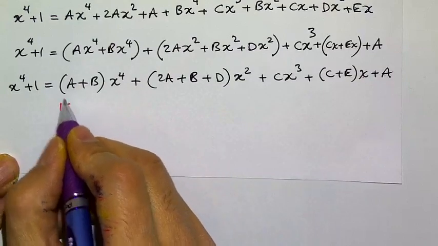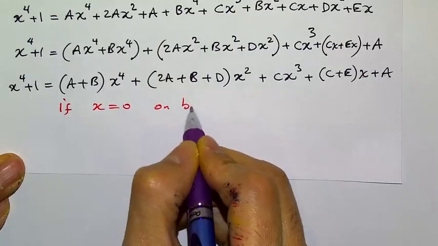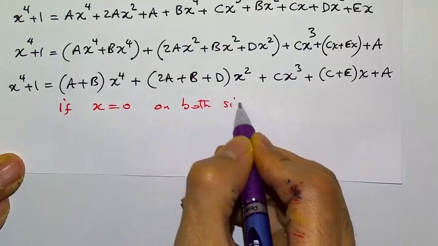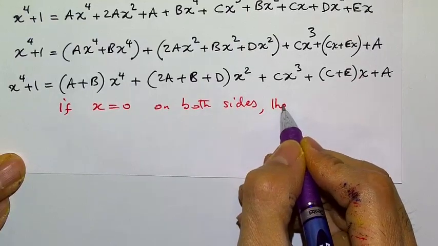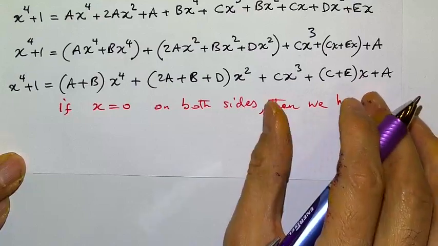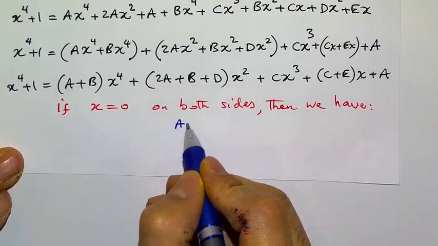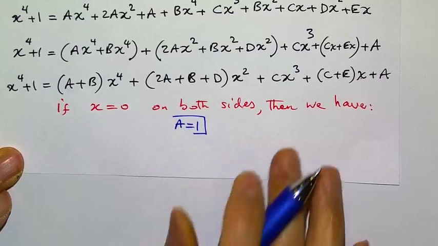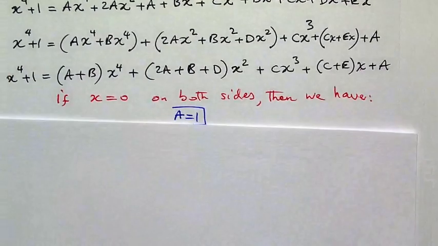So if x equals 0 on both sides, then we have a equals 1. A equals 1. Very nice, right? So now we can set up the system.